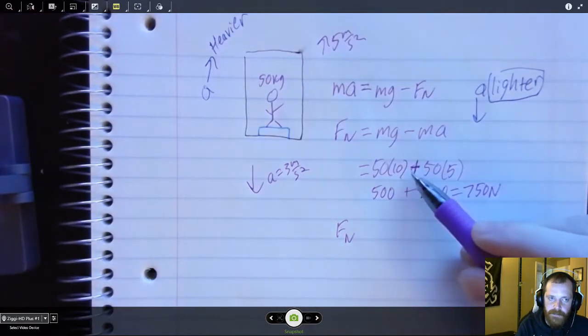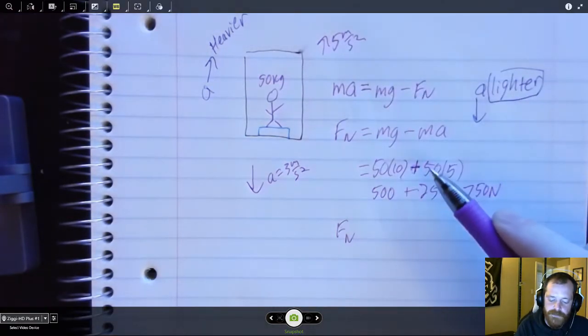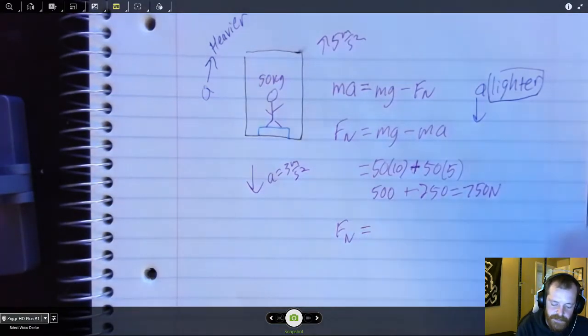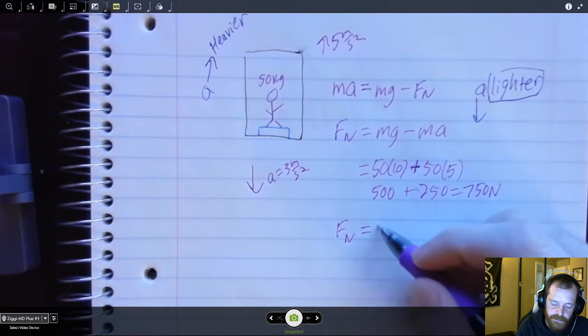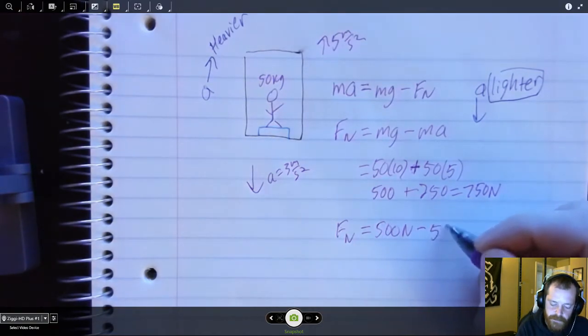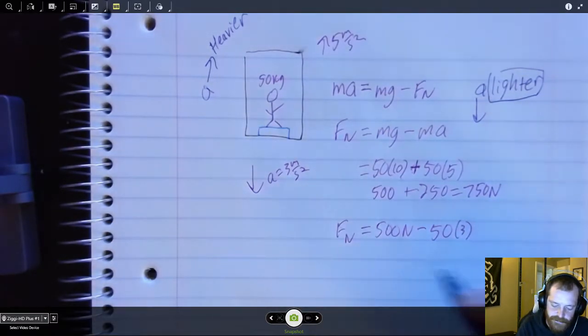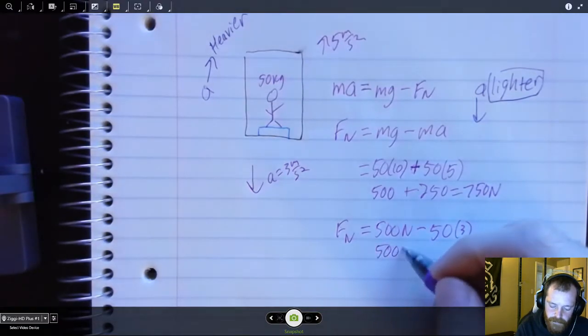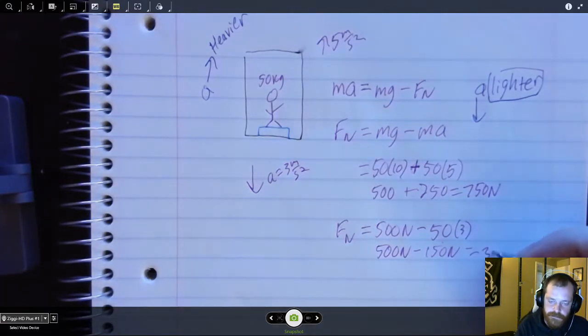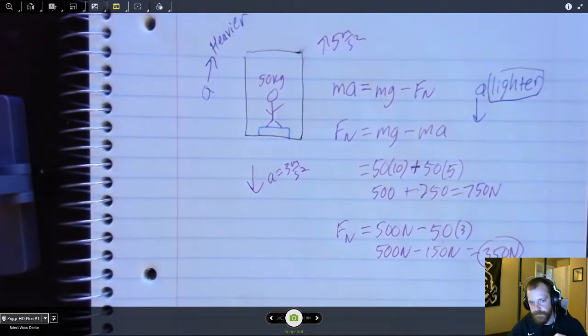So once again, we added ma here because it was going up, and we should understand conceptually that's going to make us feel heavier. So the scale this time is going to read 50 times 10, or 500 newtons, the weight of the person, minus mass times acceleration. I should be writing in my units. I'm a bad person for not writing my units. So that's going to be 500 newtons minus 50 times 3, which is 150 newtons. And that's going to be 350 newtons. So they're going to feel lighter. Instead of feeling like 500 newtons, they're going to feel like 350 newtons.